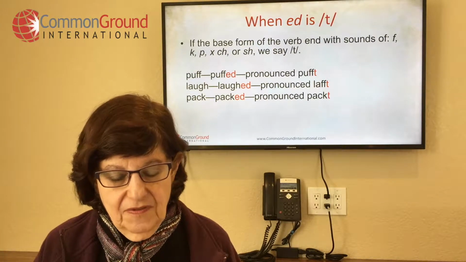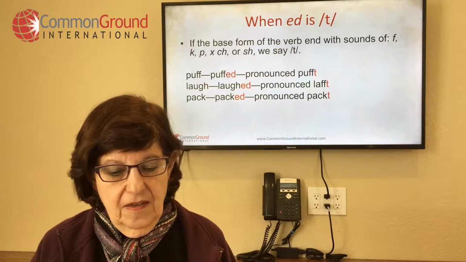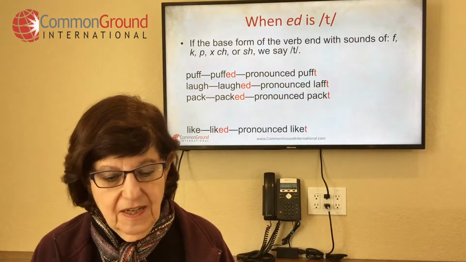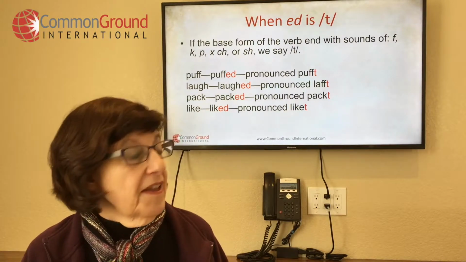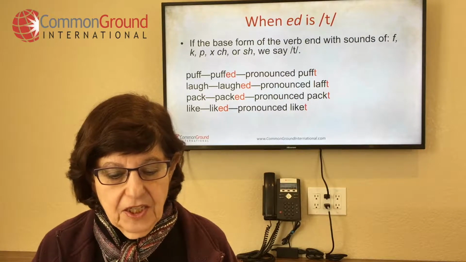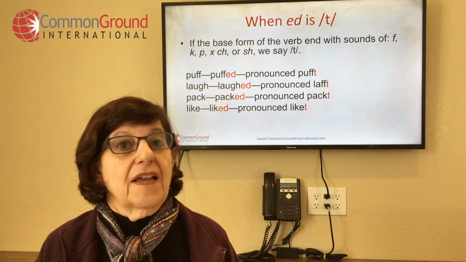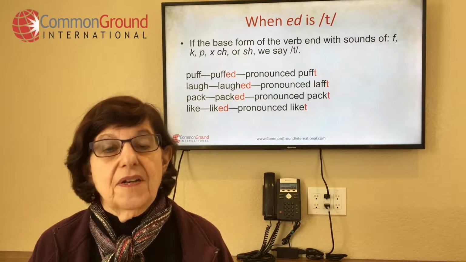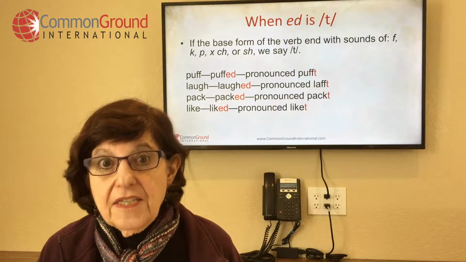Pack, C-K, K. We see packed. It's pronounced packed, as if it were a T. Like ends with an E, but we hear a K sound. Like, liked. We pronounce it like a T, liked. Those are examples of when you see ED, but you hear T.